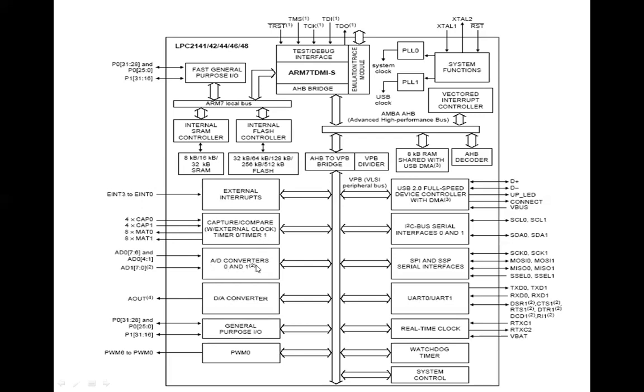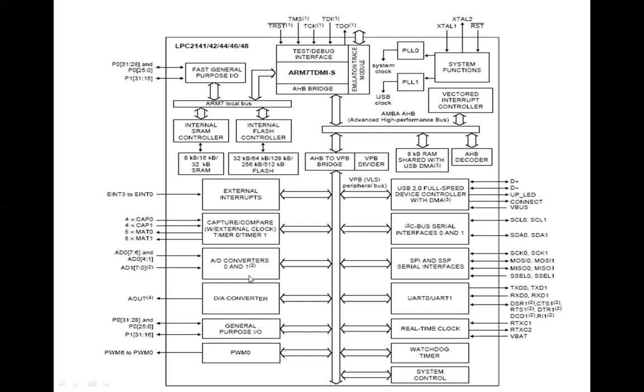Then the A to D converter will be there. There are 2 A to D converters, ADC 0 and ADC 1, of about 10 bit or 14 bit resolution for analog to digital conversion. Then the digital to analog converter is there. Its purpose is to convert digital bits into analog.